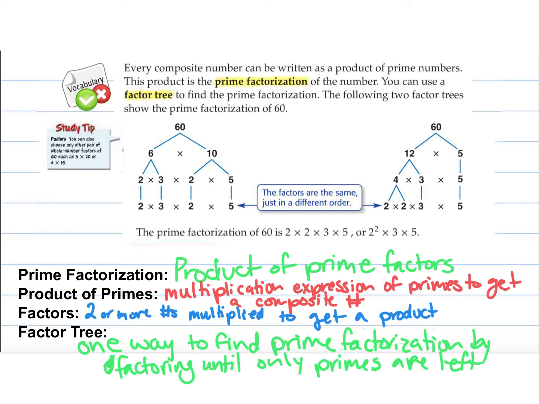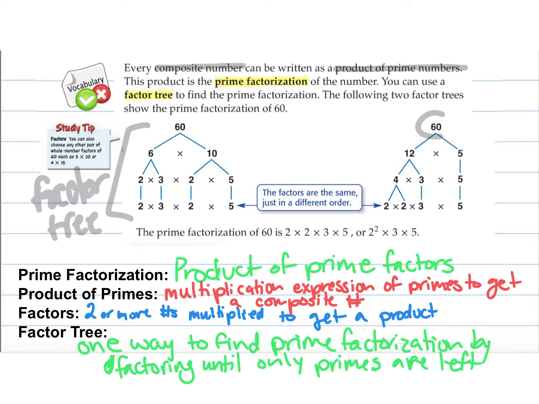Okay, so a little bit of a page with some information. Don't write everything down right now, but every composite number can be written as a product of prime numbers. So the product of those primes is called your prime factorization. For example, these two pictures are called a factor tree. This is a picture of a factor tree, and that is used to help us find our prime factorization.